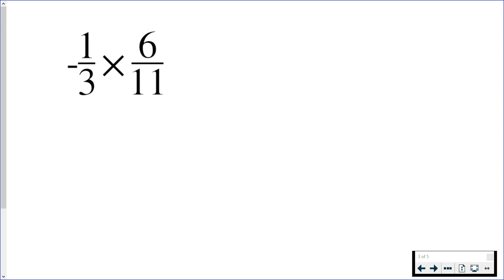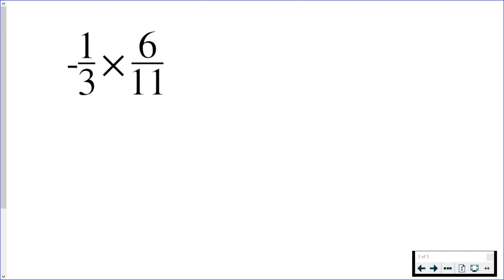I'm going to review how to multiply and divide fractions. So for this first example, I'm multiplying a negative 1/3 times positive 6/11. I'm actually going to show you two different ways that you can do this, and you'll still get the same result. For someone who struggles with fractions, I would recommend just multiplying straight across. Anytime you see multiplication, just multiply straight across. That's all you have to do when multiplying fractions.